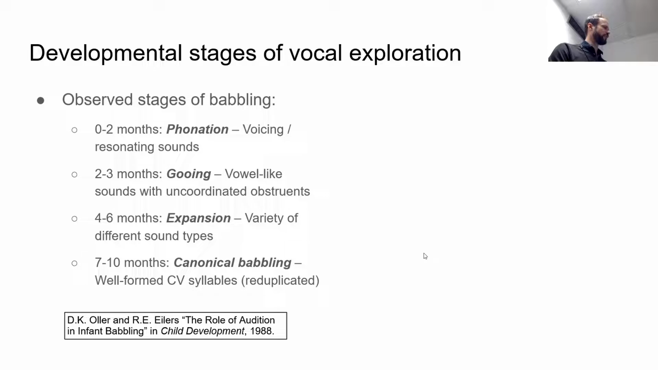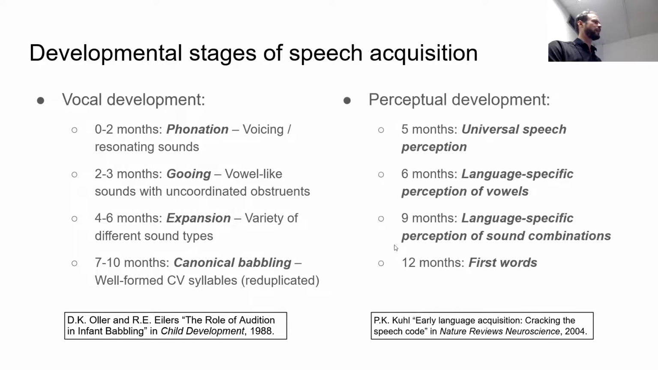So those are in terms of the observational side. And then, of course, if we look a little bit more broadly in terms of speech acquisition in general, we can also look at the perceptual development side of infants. And these things happen in parallel. In the literature describing perceptual development, usually the stages described are one of universal perception, which is at that point not really biased by the language context. That moves on to firstly language-specific perception of vowels, and from there perception of sound combinations, leading to typical first words around 12 months. So one thing to take into account when we're implementing vocal exploration, which is what we have here in babbling on the left, is also what is happening during perceptual development.